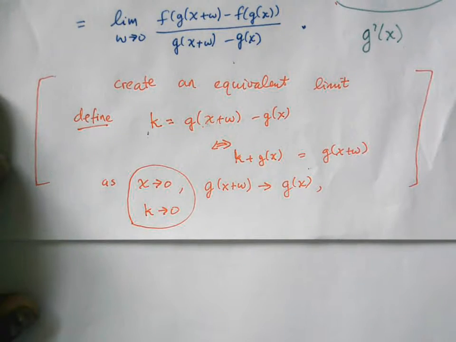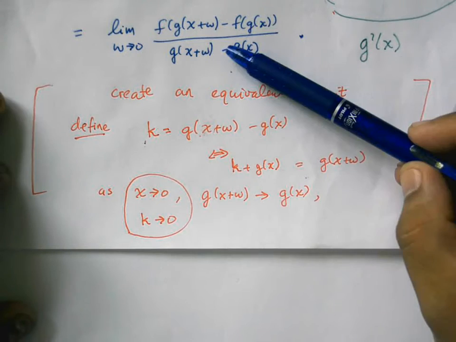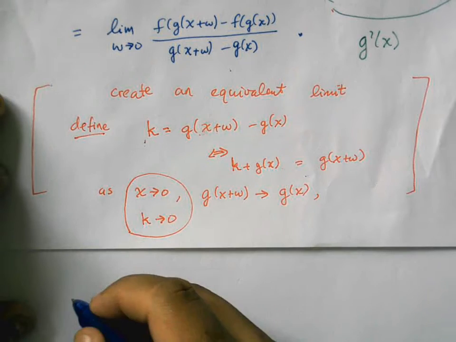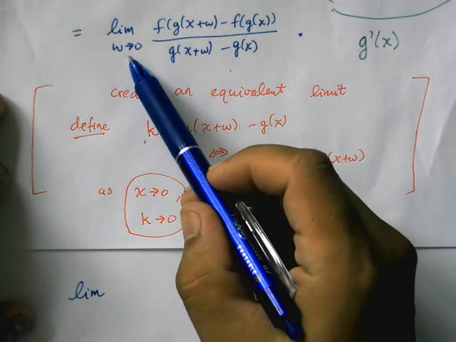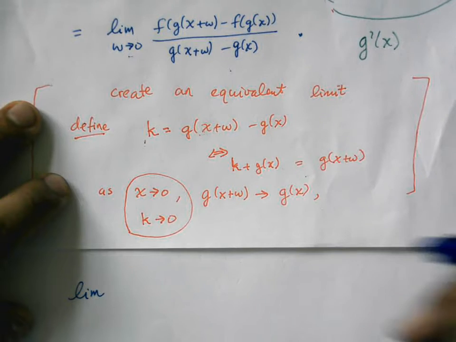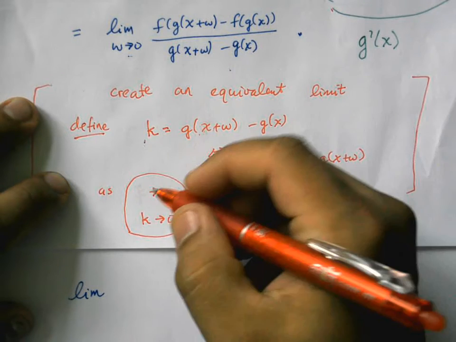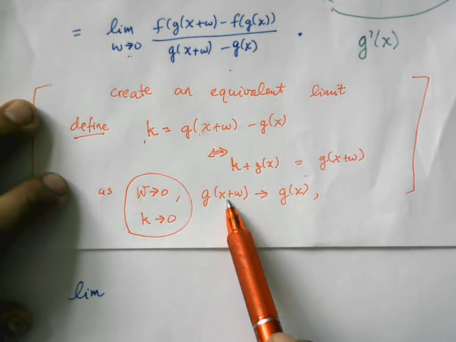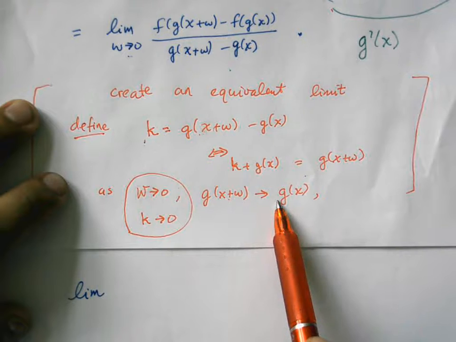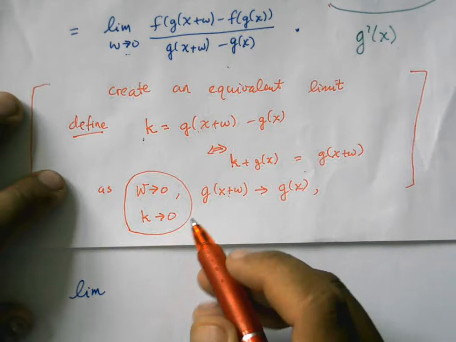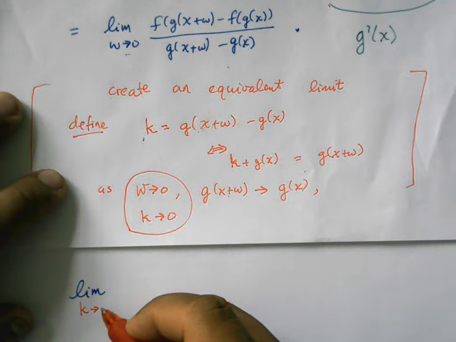So this is the part that's very useful, and I'm going to take advantage of that to simplify this process. Now we go back to this limit up here, and what we're going to do is just rewrite everything. Rather than saying the limit as x, I don't know why I said x here. This should have been a w. I'm sorry about that. As w approaches 0, g of x plus w approaches g of x, and k approaches 0. So up here, instead of saying the limit as w approaches 0, because these two are equivalent, I can say the limit as k approaches 0.